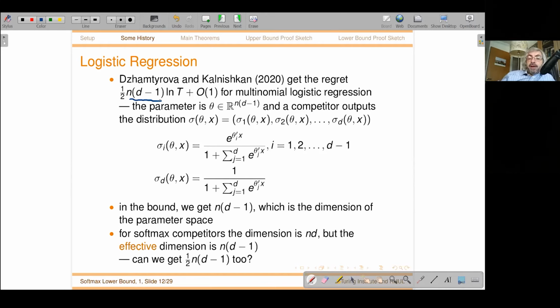So we naturally came up with the question of whether we can reduce our coefficient to 1/2 n(d minus 1), and whether this would be optimal. This is the question this paper answers. We can get 1/2 n(d minus 1), and we can show that this is actually the optimal asymptotics in time. This is what I will explain.